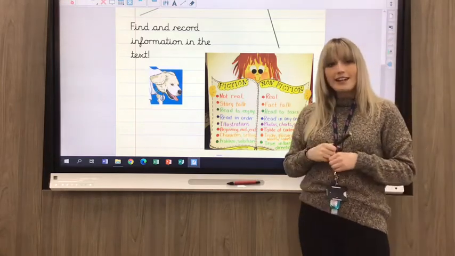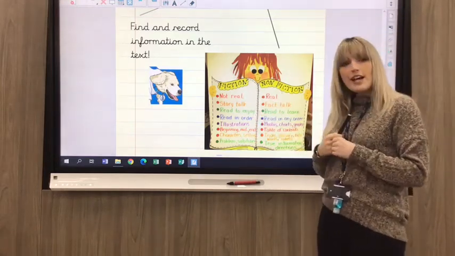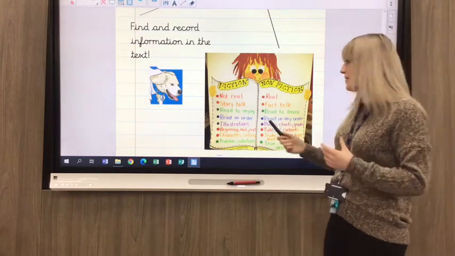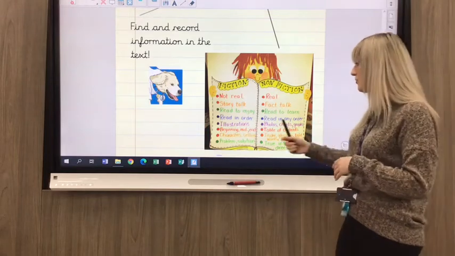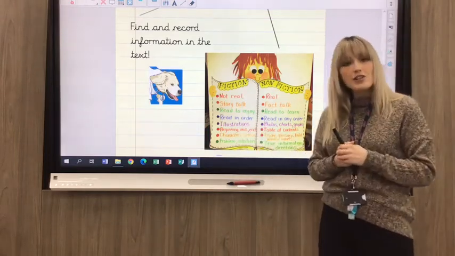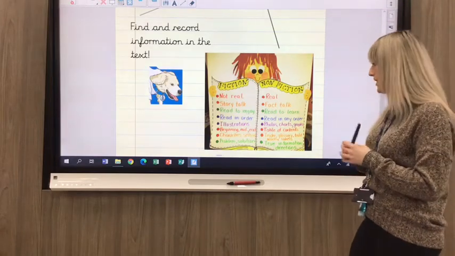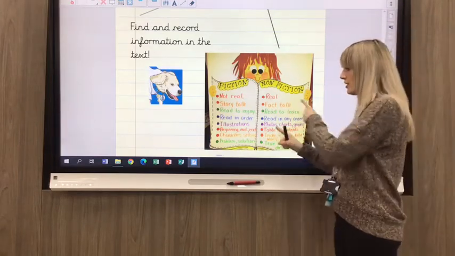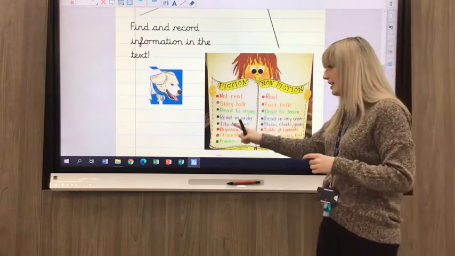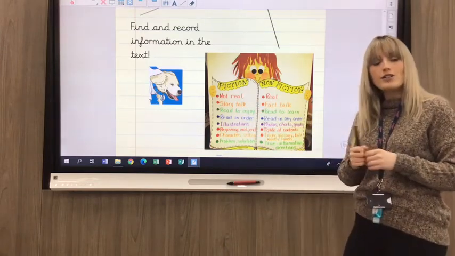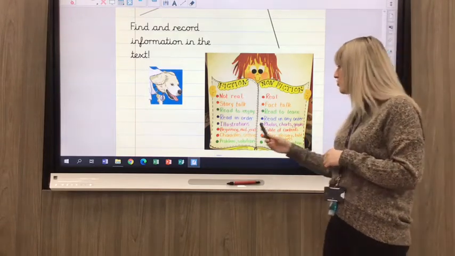Fiction then is the opposite. It's not real, it's a story and we read those texts for enjoyment. So we have to read it in order if it's telling a story. It often has illustrations, which we know are pictures to match the story. So in a non-fiction, you're more likely to have real life photos. In fiction, it's more likely to be illustrations, so pictures, cartoon pictures that a person has drawn.